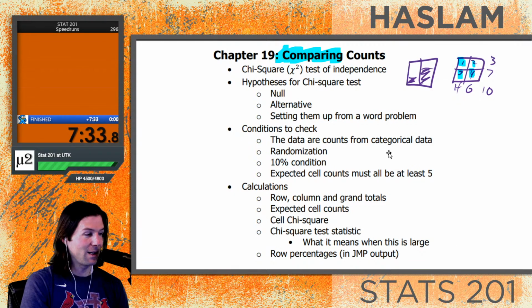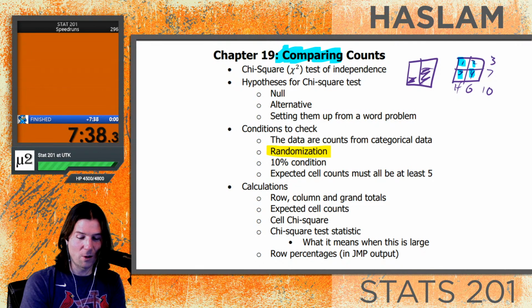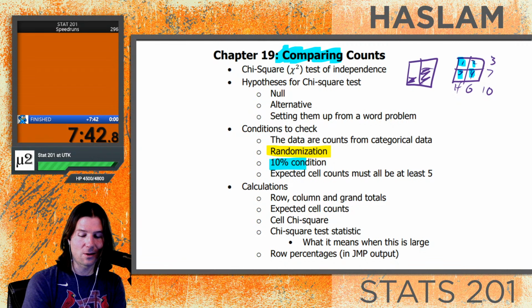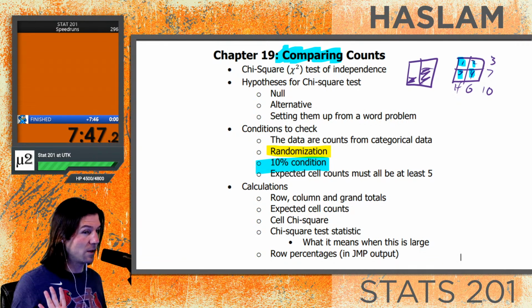So I always like to do this as condition 1 right here. Condition 1: randomly collect your data. I know it's not condition 1 here, but it's a condition we always have. Condition 2: less than 10%. We have to talk to less than 10% of UT students. And this is where the conditions get a little bit different.